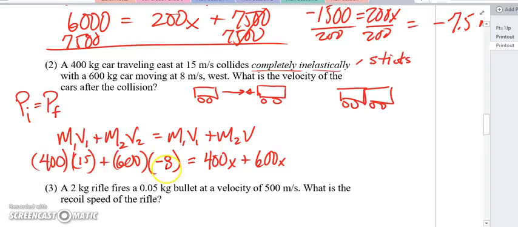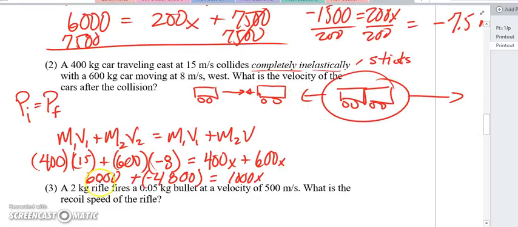I just need to be sure that I include this as a negative number because it's west. So if I simplify this, I can really just add these two masses together because they both have the same velocity when they're stuck together. And they'll maybe be going that way, maybe going this way. We won't know until we're done.